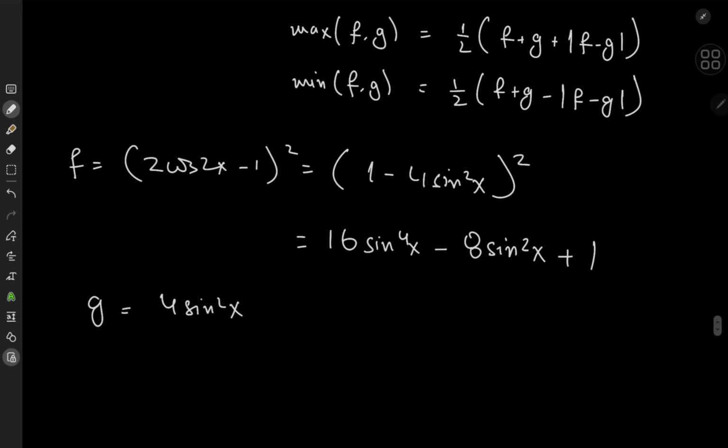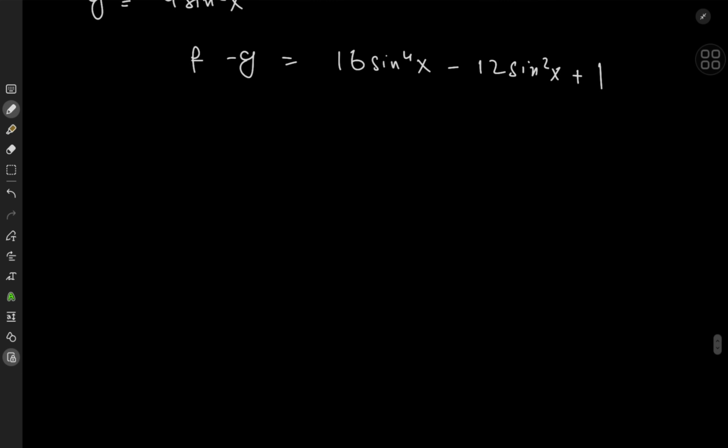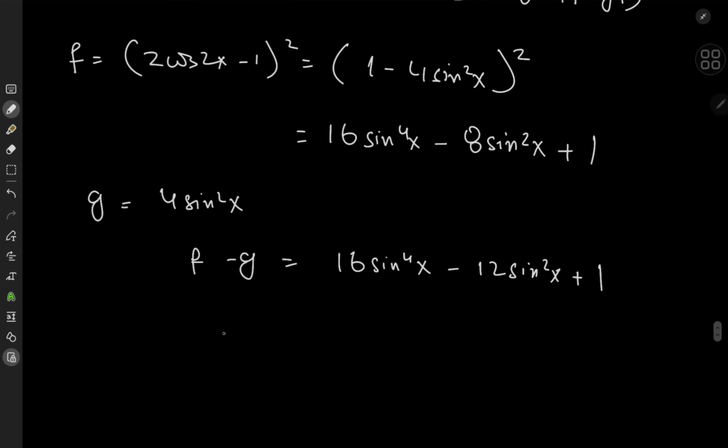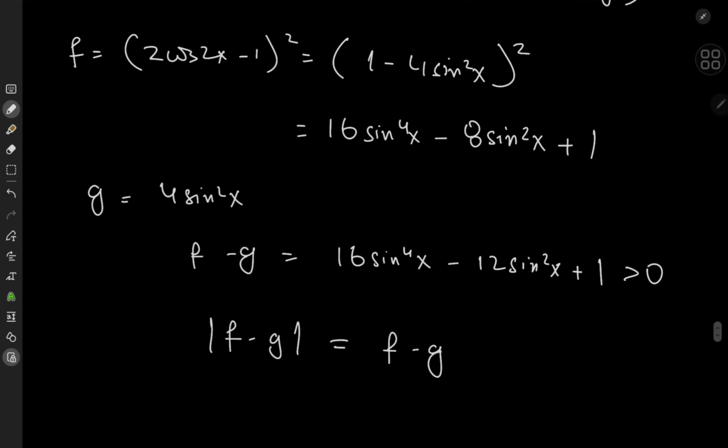So if I'm comparing f minus g over here, calling this f and calling g sine square x, f minus g would be 16 times sine to the 4th power of x minus 12 times sine square x plus 1. The leading coefficient here would be 16, and we do have even powers of sine x, so no negative numbers involved. Approximately, we see the picture. We get the idea that absolute value f minus g should be equal to f minus g because this thing is positive.